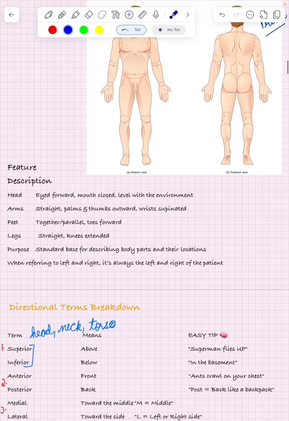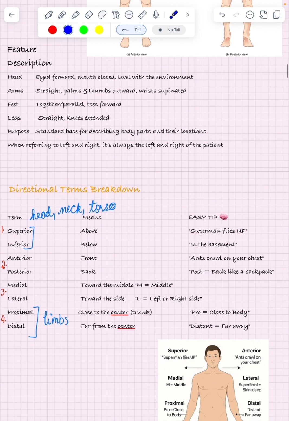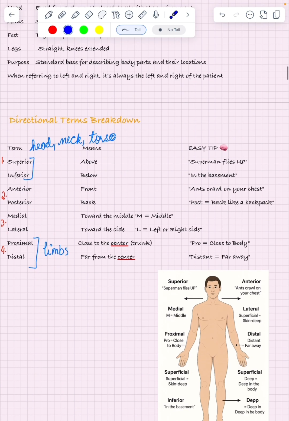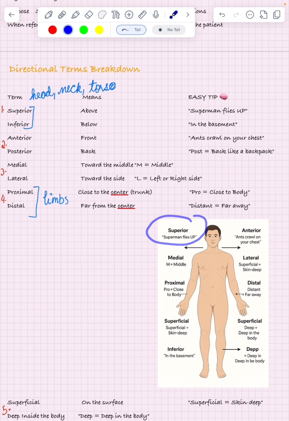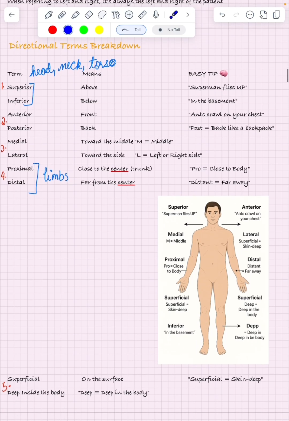Now let's explore some important directional terms using the anatomical position as our guide. So number 1 is superior and inferior. We use superior and inferior when we're referring to the area of the head, neck, and torso, which is very important to remember. For example, the head is superior to the chest, means the head is above the chest. The feet are inferior to the knees, means the feet are below the knees.